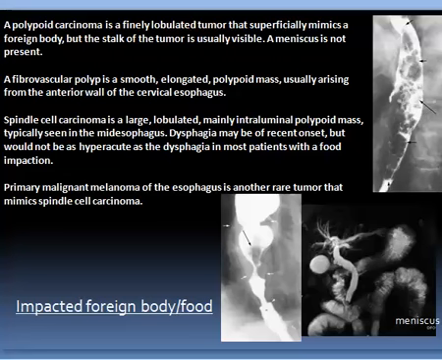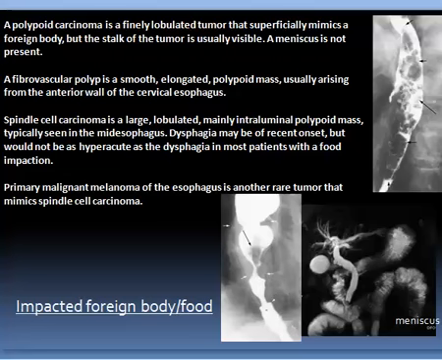Fibrovascular polyp is a smooth, elongated polypoid mass, usually arising from the anterior wall of the cervical esophagus. Spindle cell carcinoma is a large, lobulated, mainly intraluminal polypoid mass, typically seen in the mid-esophagus, like this one. Dysphagia may be of recent onset, but would not be as hyperacute as dysphagia in most patients with food impaction like this. But here the food impaction is over a carcinoma again, a short segment of narrowing with irregular margins and shouldering.